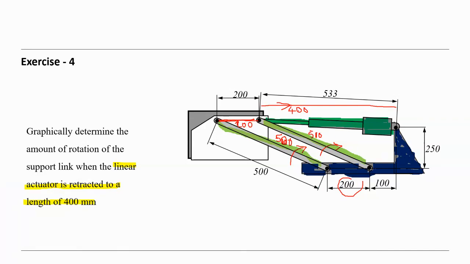Okay. So you have to calculate it. All dimensions are given. It is possible to calculate if we retract the linear actuator here from 533 to the dimension 400. Then we have to calculate the angle, the amount of the rotation of the supported links. Okay, this is also homework. You will do that.